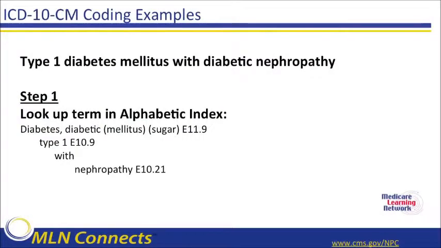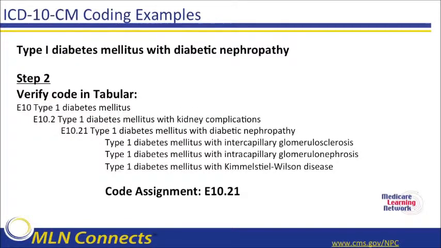ICD-9-CM coding process. To code a diagnosis of type 1 diabetes with diabetic nephropathy, start by looking up the main term diabetes in the alphabetic index, just as you would in ICD-9-CM. Under the main term diabetes, there are subentries for type 1 with nephropathy, with code E10.21 listed. Next, look up this code number in the tabular list and verify the code E10.21 is the code for type 1 diabetes with diabetic nephropathy.